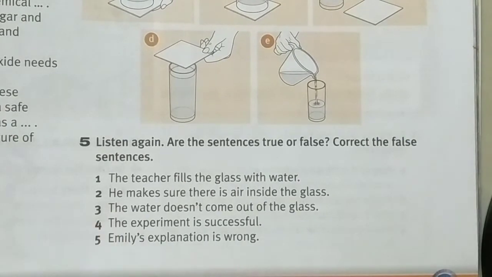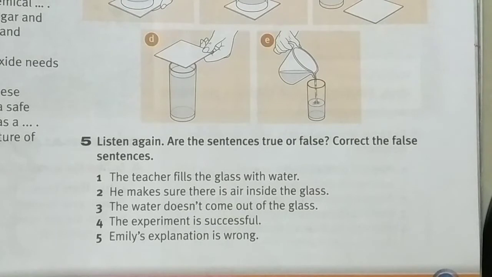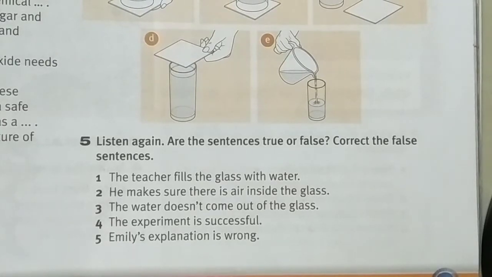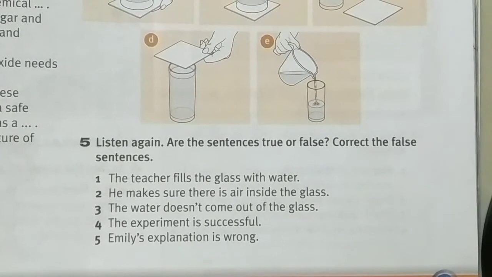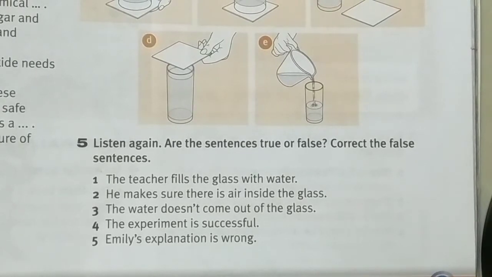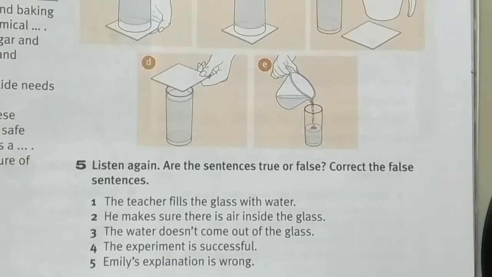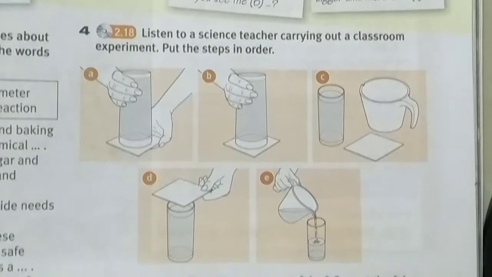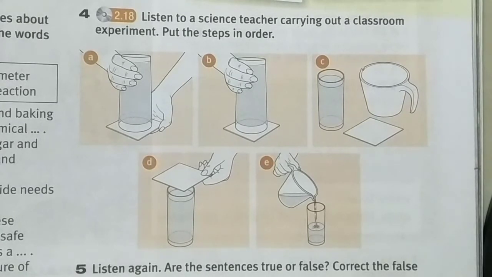Alright, so here 1, the teacher fills the glass with water. 2, he makes sure there is air inside the glass. 3, the water doesn't come out of the glass. 4, the experiment is successful. And 5, Emily's explanation is wrong. So you have to listen carefully to the conversation and try to identify whether the sentences are true or false. And if it's false, you have to correct the false sentences. So now let's listen to the conversation here carefully.